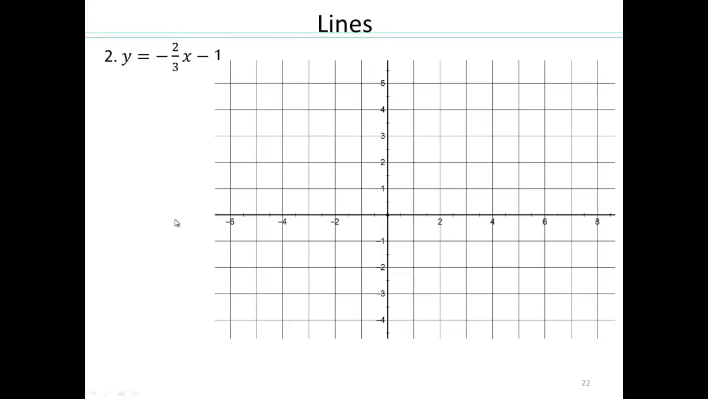Try this line: y equals negative 2/3 x minus 1. Pause the video here and see if you can sketch that line on your own. Again, the y-intercept is negative 1. Slope is negative 2/3, so down 2 and over 3. So down 2, over 3, and there's your line.